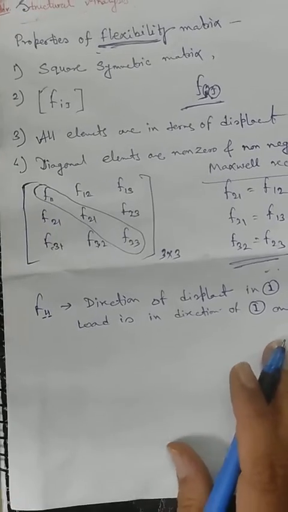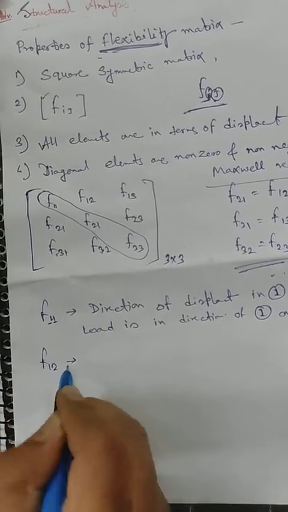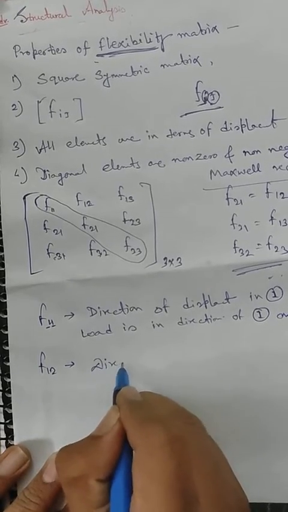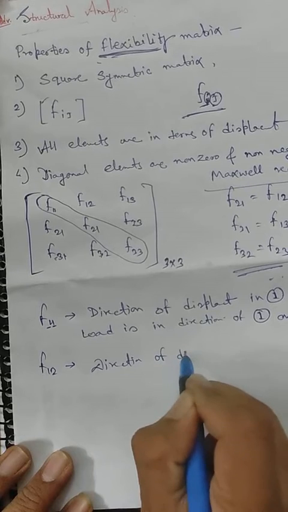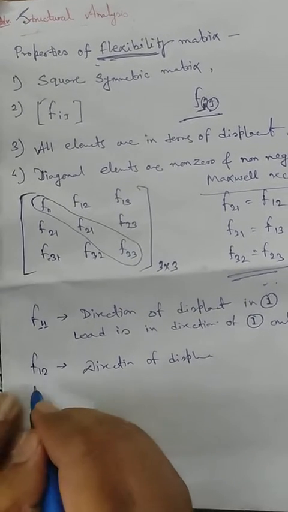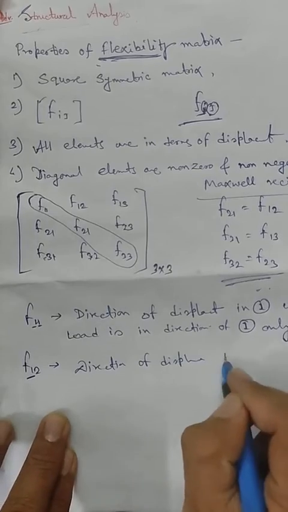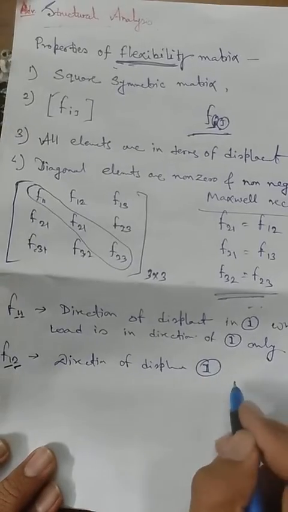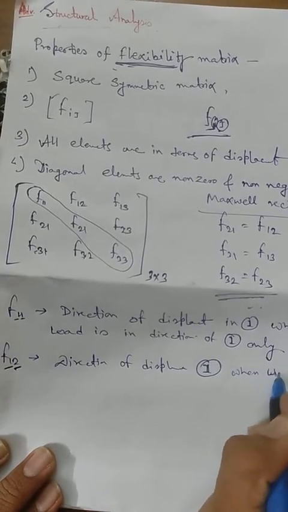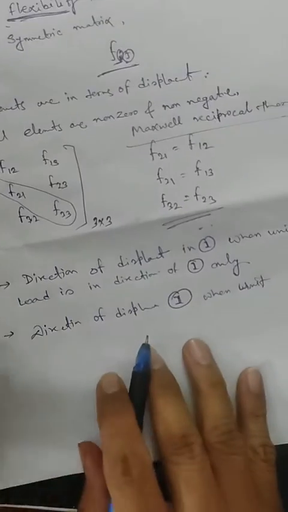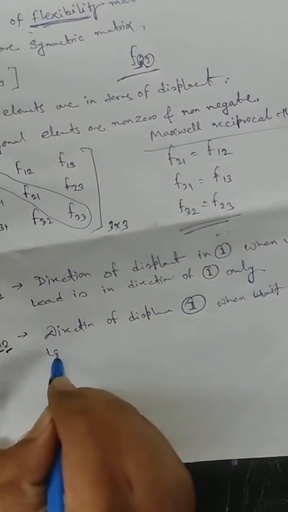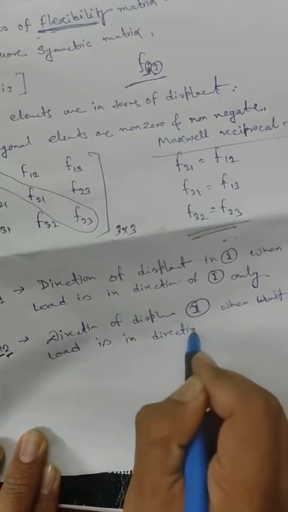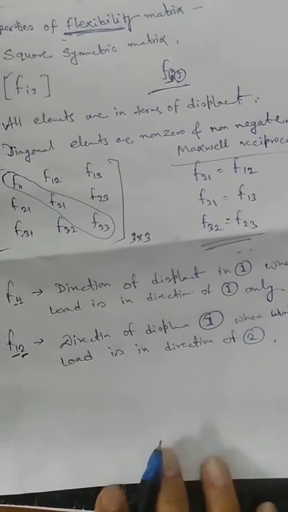Clear? And similarly, F12 denotes the displacement in direction 1, but the unit load is in direction 2. That is, when the unit load is in the direction of 2, right?